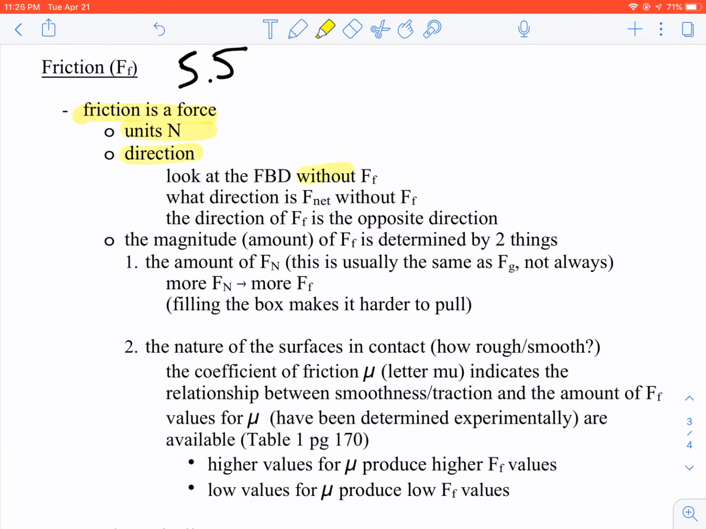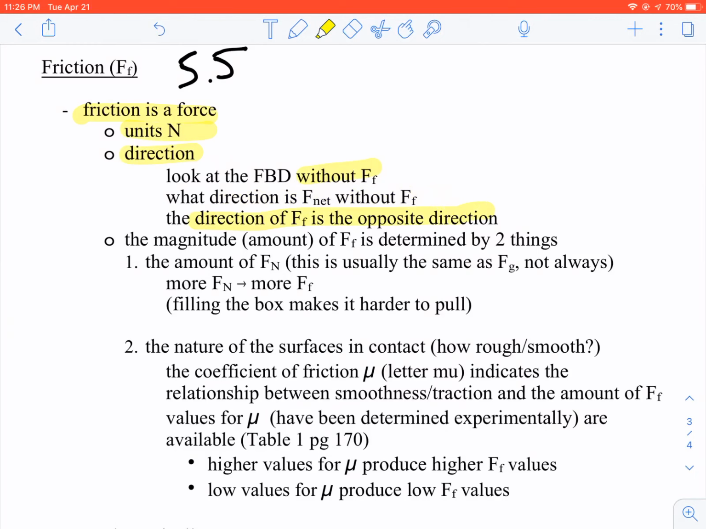So pretend that there's no friction, and then say what will be the direction if you have friction, because that's going to be the direction that friction is going to work. It's in the opposite direction to that direction of motion, if there was no friction. And you think, well, that sounds pretty obvious, but you'll see as we get into this that maybe it's not always that obvious. Now, to determine how much friction there is, there are two pieces to this.